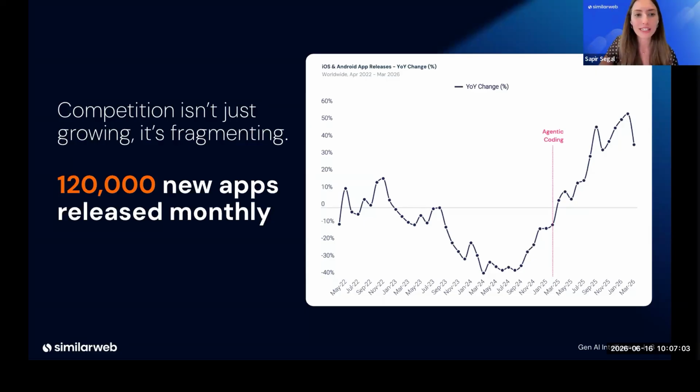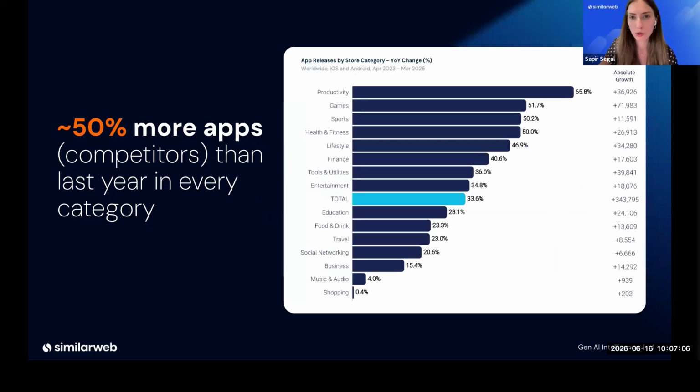Okay, so on the next slide, what we're seeing is that this isn't limited to one category. We're seeing this across several categories. No matter what industry you're coming from, productivity, entertainment, finance, travel, lifestyle, right? We're seeing that roughly 50% more apps are being released to the market than last year. That's a massive jump. And really, I think the question is, whether you're more app first or more web first, how do you identify new and meaningful competitors before they become bigger threats, when they're able to launch much faster?